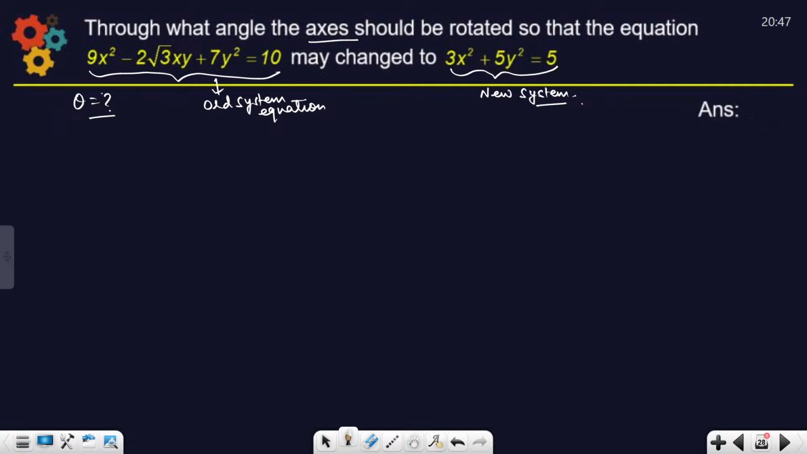Now they have said what should be the value of theta such that this old system equation will change to this system. Is it clear? Now think about it and please comment me. I will not reveal the answer right now. You have to write down in the comment section what is the value of theta. This will be your homework. Okay? Chalo, next problem.